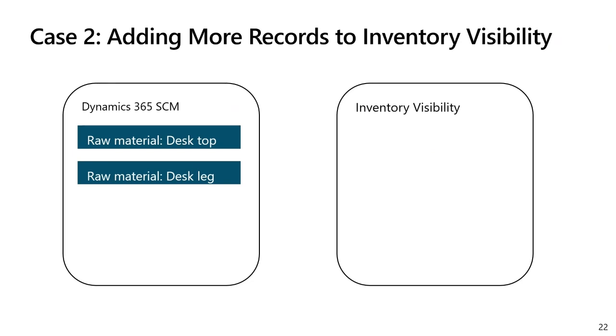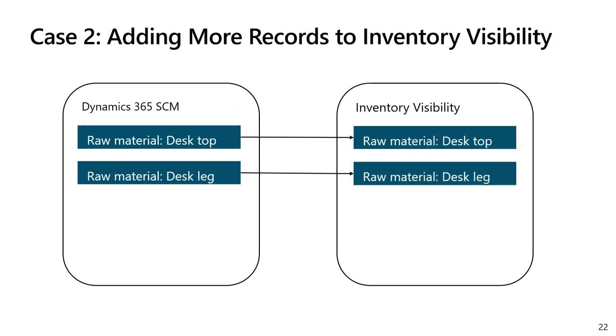The second example is more complicated. It is an ask from one of our users leveraging a functionality called kitting. So kitting, imagine a case for desktops and legs. The desktops and legs are stock items, so they have no difficulties being synchronized to inventory visibility service.